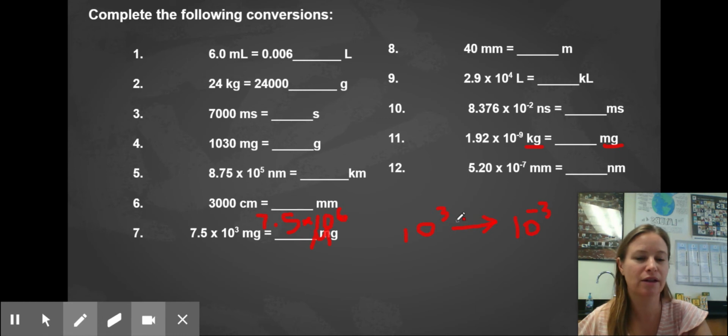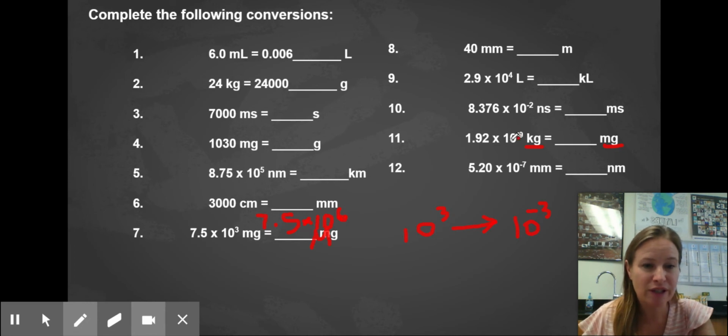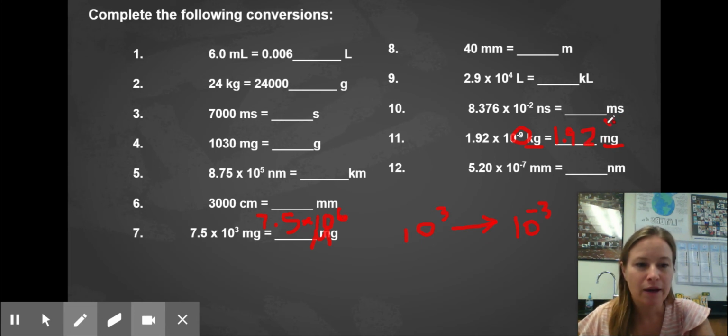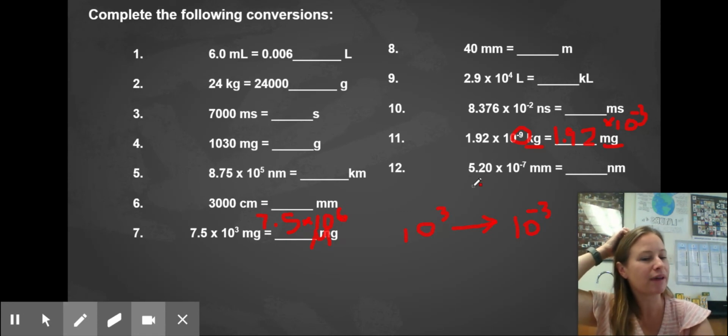So 10 to the third, 10 to the negative third, the exponent is changing by a total of 6. And that means I'm moving 6 places to the right. So I'm going to take this exponent here and I'm going to add 6. So I will get 1.92 times 10 to the negative 9 plus 6, which is the negative third power. Okay, so that's how I would do that one.